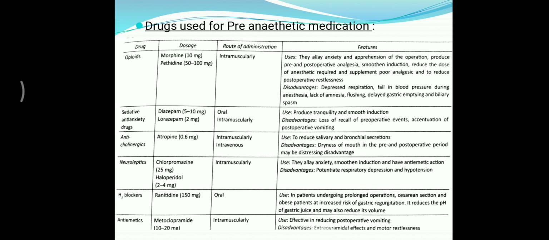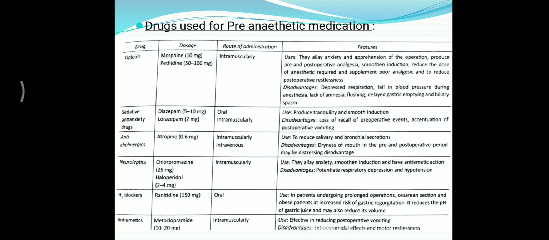Now let's see about the drugs used for pre-anesthetic medication. Opioids, morphine 10 mg or pethidine 50 to 100 mg intramuscularly. They allay anxiety and apprehension of the operation, produce pre- and post-operative analgesia, smooth induction, reduce the dose of anesthetic required, supplement poor analgesics, and reduce post-operative restlessness.